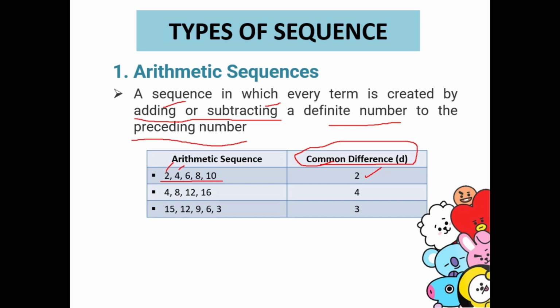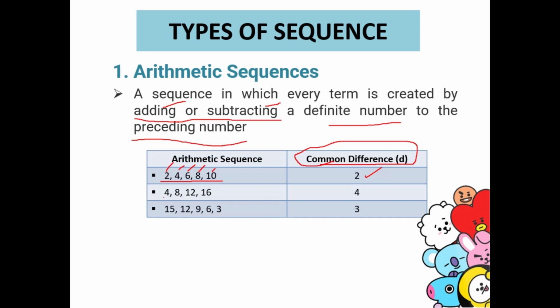2 as our first term. 2 plus 2 is 4, so that's why we got 4 there. And then the common difference is 2. 4 plus 2 is 6. Then 6 plus 2 is 8. 8 plus 2 is 10. And that's how the arithmetic sequence of the first example is created, with a common difference, or the value of d, is 2.